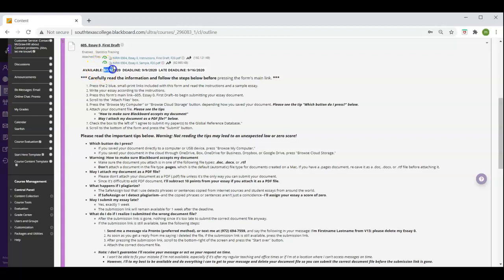Again, notice it was available the 3rd day of the semester. It's due Wednesday the 9th. And this doesn't say 11:59 p.m., but that's always the time, 11:59 p.m. And then the late deadline is the 16th. Don't try to turn it in late. Please do not think this way. Oh, the real deadline is September 16th.